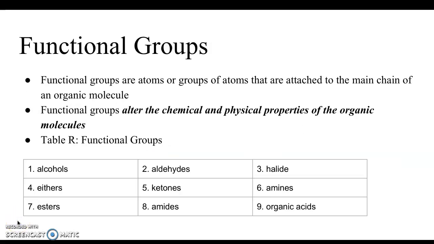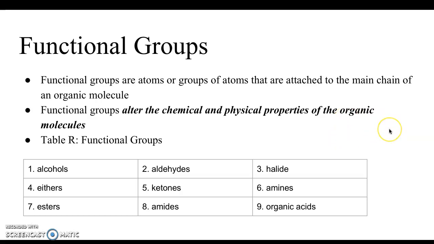This slide right here encompasses the main point of the video. Functional groups are groups of atoms or a different type of atom other than carbon or hydrogen that are attached to the main chain of an organic molecule. The most important part about functional groups that I really want you to take away from this is functional groups change the function of that organic molecule. What I mean by that is they alter the chemical and physical properties of that organic molecule. So functional groups control the chemical and physical properties. That's really the main takeaway of what I would like you to remember about functional groups.